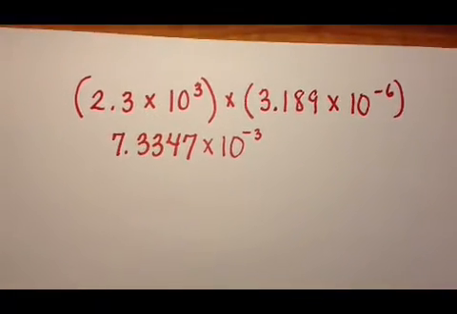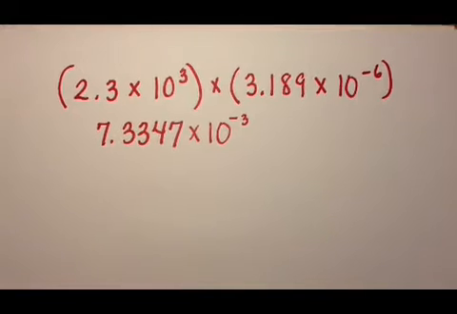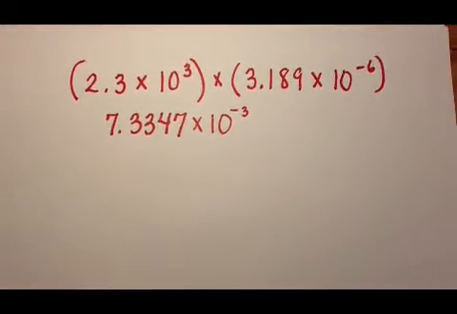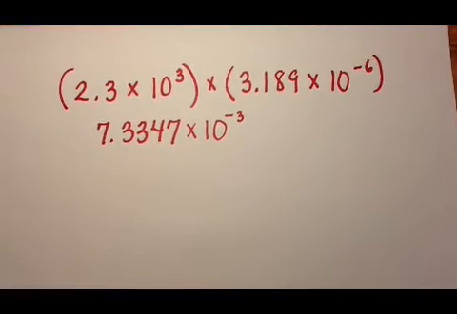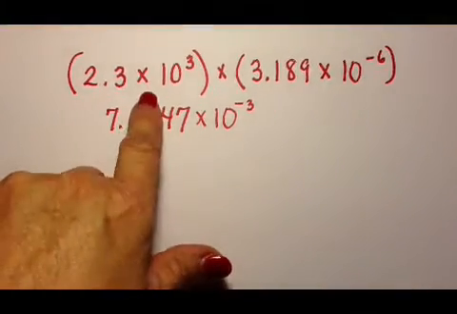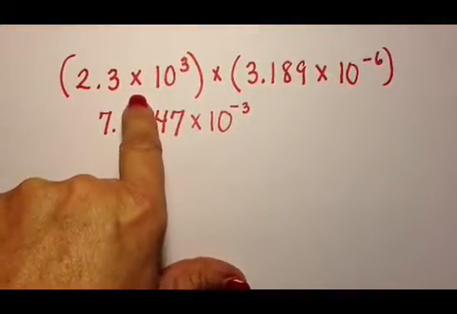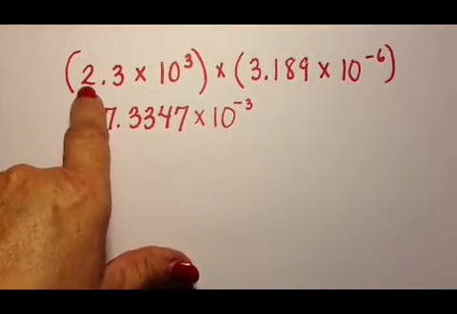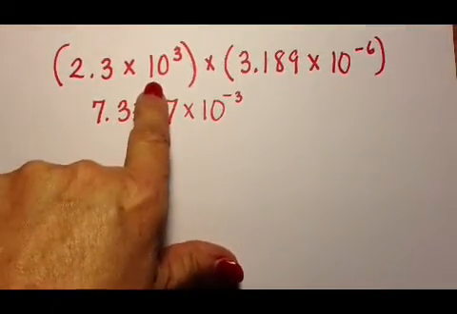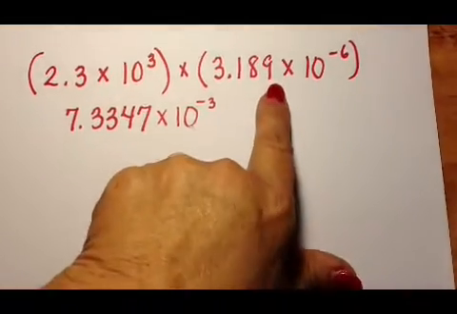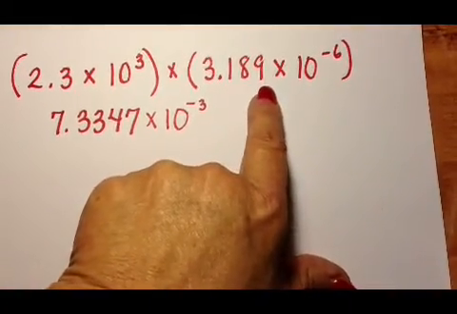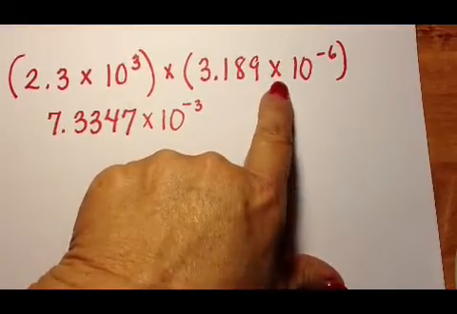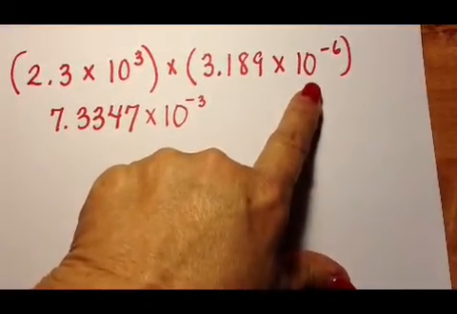Okay, in this video, I want to talk just a little bit more about scientific notation. I'm looking at doing some multiplication here with two numbers that are written in scientific notation: 2 and 3/10 times 10 to the third power, and then I want to multiply that times 3 and 189 thousandths times 10 to the negative 6 power.